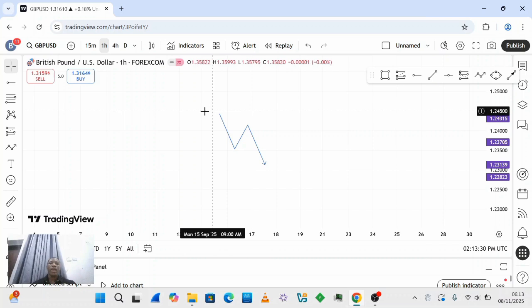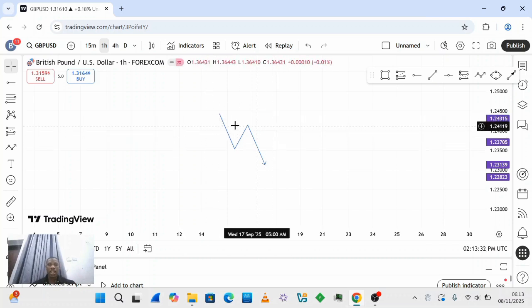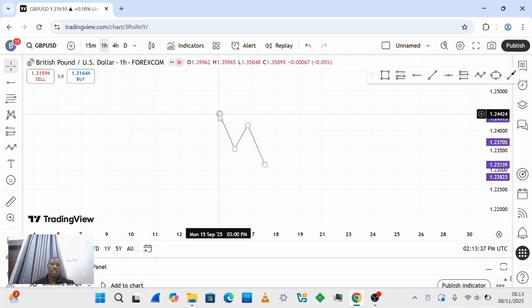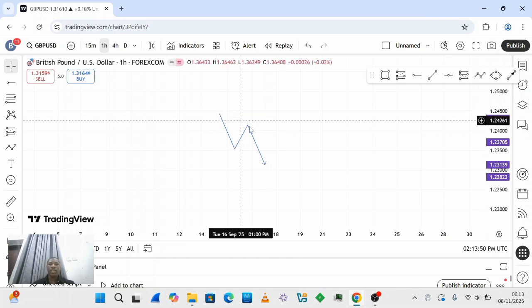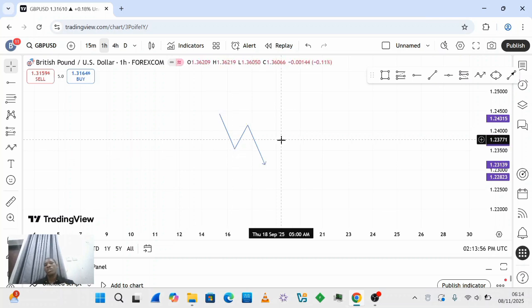Now, why are all these called lower lows and lower highs? First of all, this was a high, and now it made a low. Now, for you to call this place a lower high, it means that this high here is lower than this high, and for you to call this place a lower low, it means that this low here is lower than the previous low that you made.